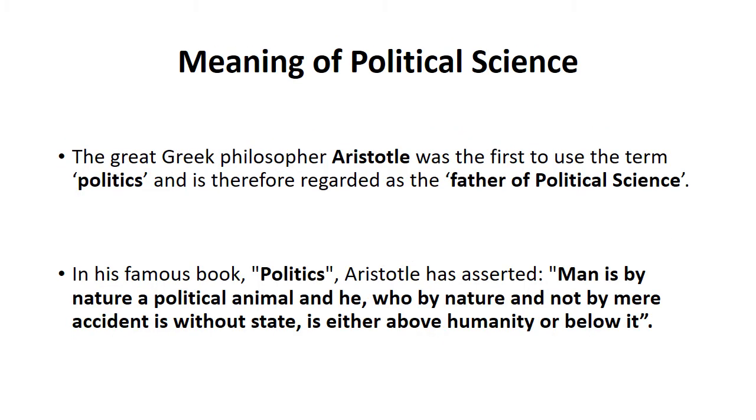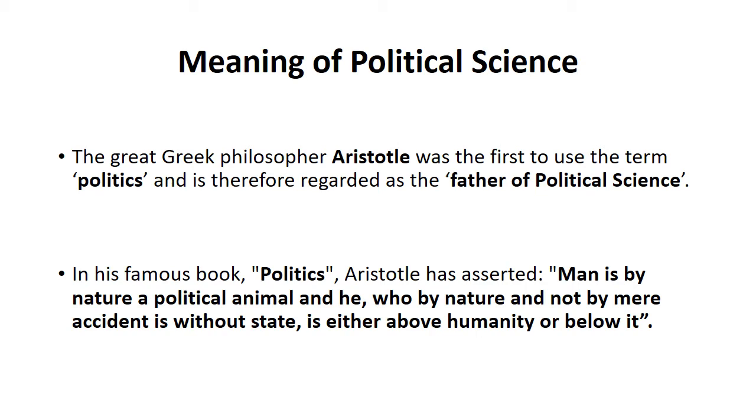Now if we go into the detail, we see that the great philosopher Aristotle was the first person to use the term politics, and therefore he is regarded as the father of political science. So the father of political science is considered to be Aristotle, because he was the first person to use the term politics.